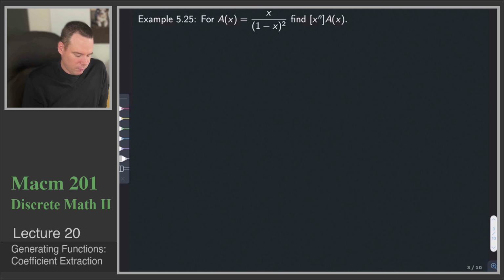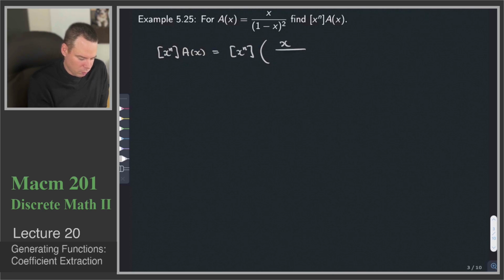We want to find the coefficient of x to the n when we take this rational function x over 1 minus x all squared and expand it as a series. So let's do that. We're going to take this and we're going to extract the nth coefficient. Okay, so I want the nth coefficient of x over 1 minus x squared. I'm going to do this in a couple of different ways. One, I'm just going to do some algebra with this square bracket x to the n notation. Remember, this just means extract the nth coefficient.